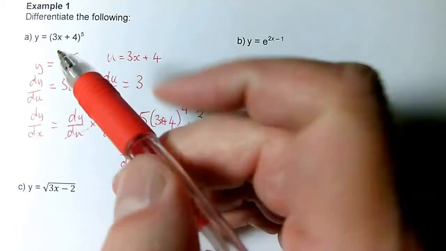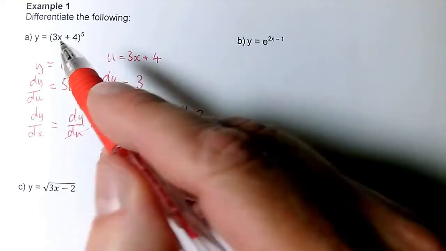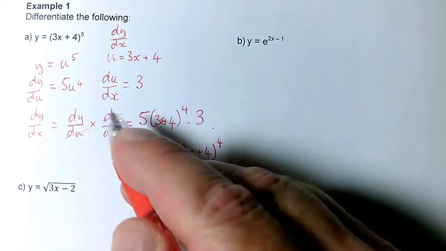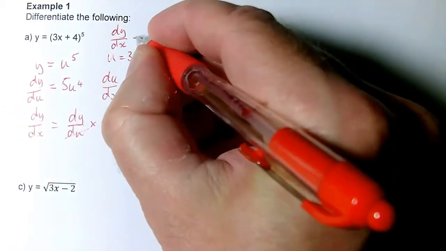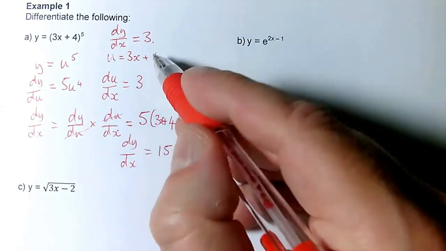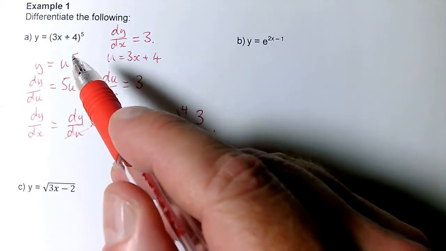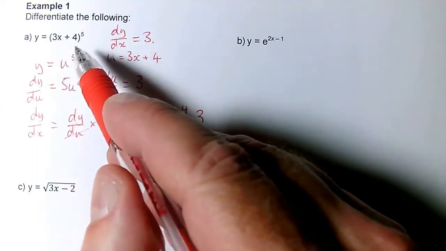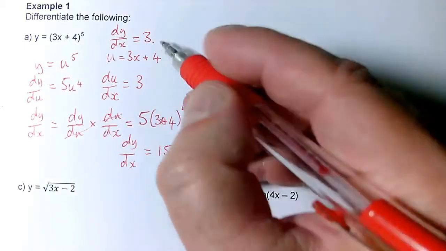So the inside function, 3x plus 4, I differentiate that. So in my head, I can say dy by dx equals, differentiate the inside function. The inside function is 3x plus 4, so it differentiates to 3. It's going to be multiplied by differentiating the outside function. Now the outside function is bracket to the power 5. I'm no longer interested in what was in the bracket. So what does bracket to the power 5 differentiate to?